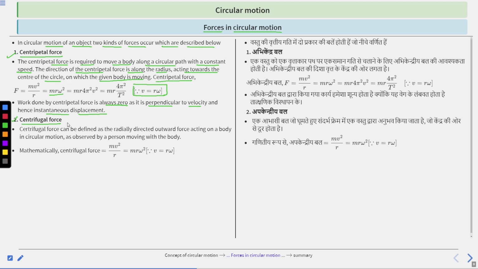Whereas centrifugal force can be defined as the radially directed outward force acting on a body in a circular motion, as observed by a person moving with the body. Mathematically, centrifugal force is equal to mv square divided by r, is equal to m r omega square. Clear? So here we learn two types of forces. First is centripetal force and second is centrifugal force. Clear?